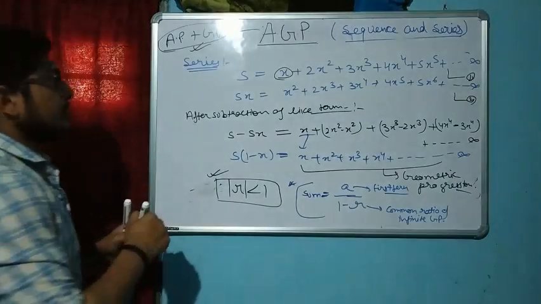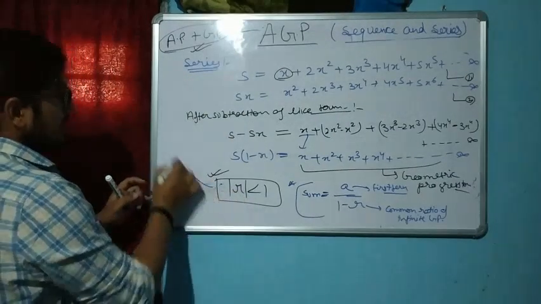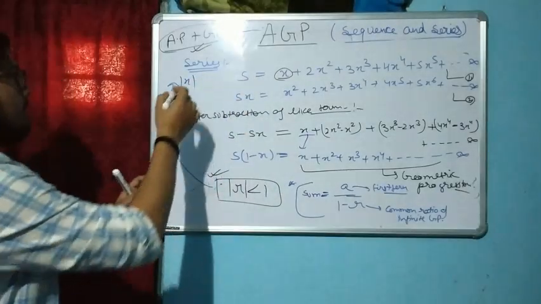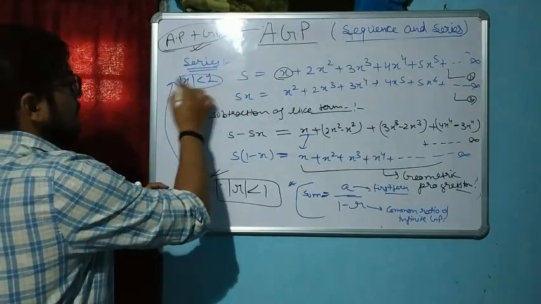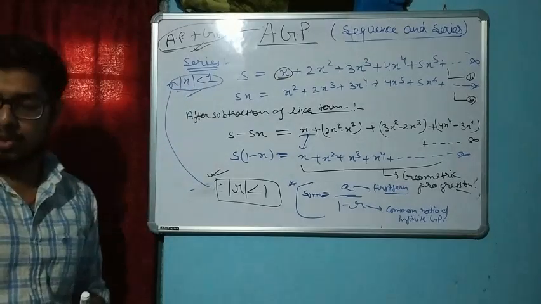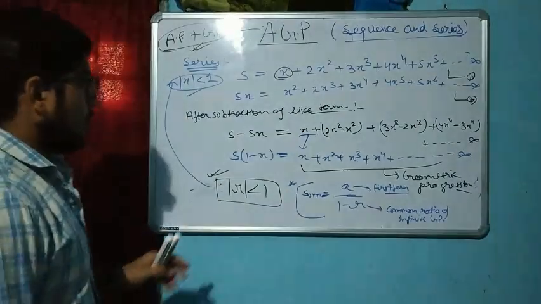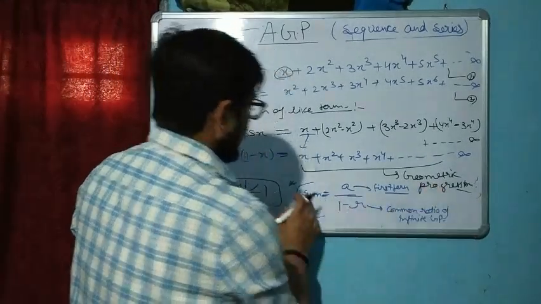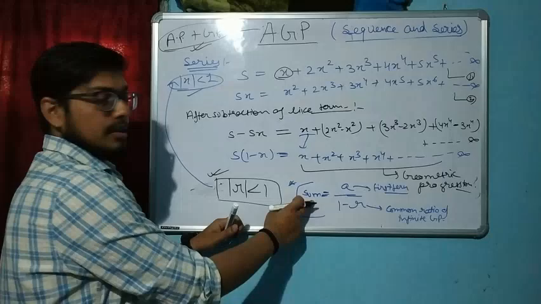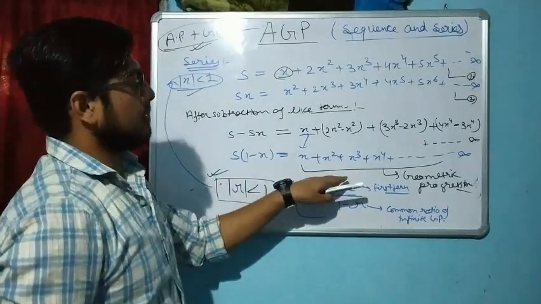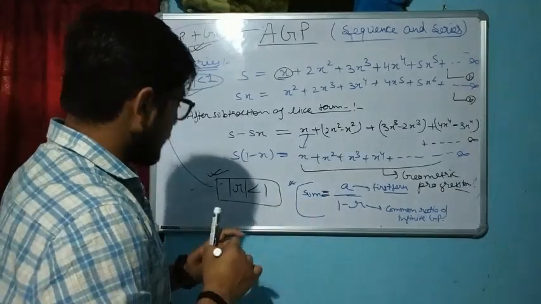In any type of series, you will find that this condition will be given. Let's suppose in this question we have already been given this condition, that is mod x less than 1. Now on the RHS this is basically a GP, and we can find the sum using this summation formula. We can easily find the sum of the RHS.